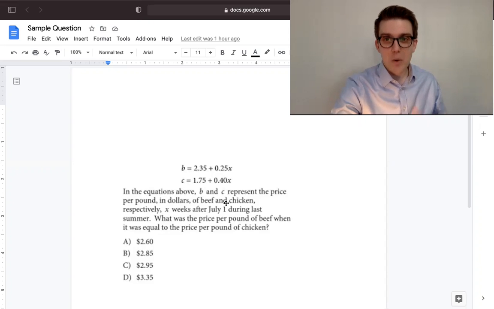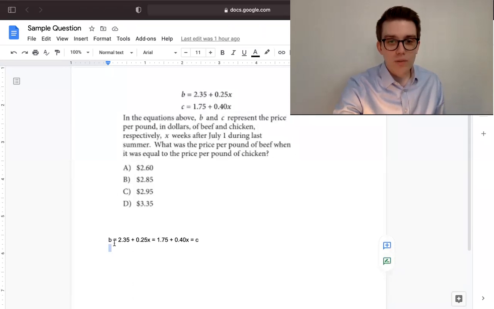Once again, it's asking what is B when B equals C? Now, we know there's a certain point in time after July 1st, so there's a certain x value, at which point B is going to equal C. So if B equals C, we can then set these equations equal to each other and solve for that point in time. We can solve for that x. Let's go ahead and do that.